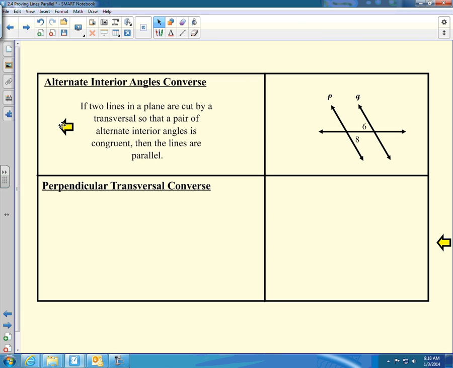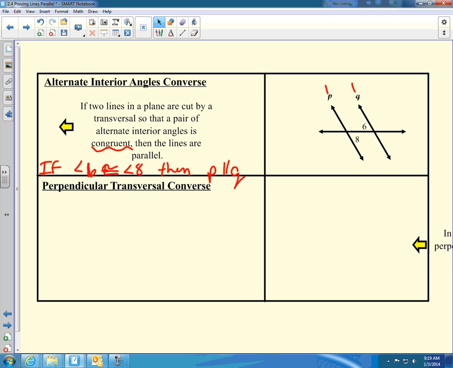All right, it says that alternate interior angles converse, about two lines in a plane. It says that if a pair of alternate interior angles is congruent, then the lines are parallel. 6 and 8 are inside P and Q, and they're on opposite sides of the transversal. So if angle 6 is congruent to angle 8, then P is parallel to Q.